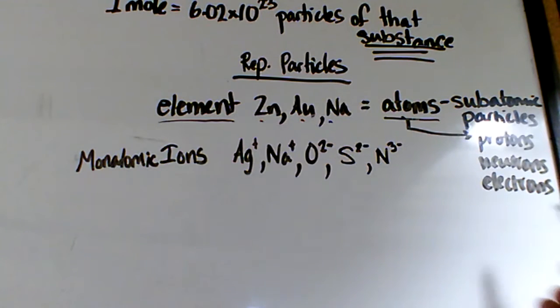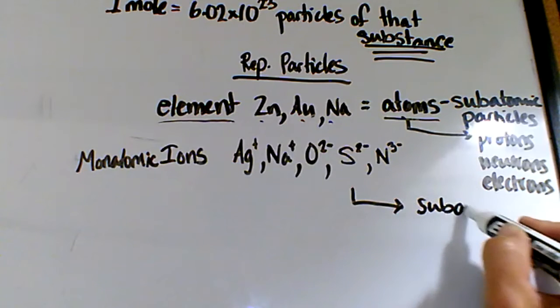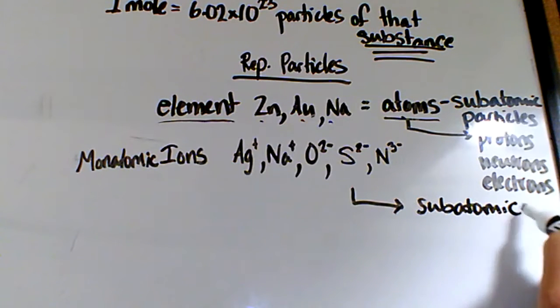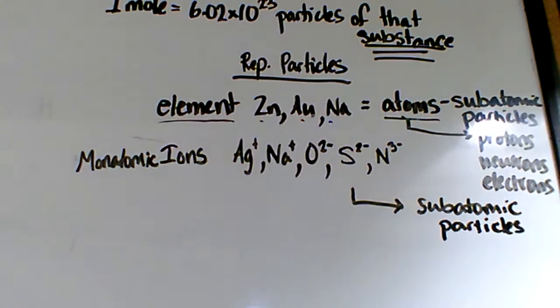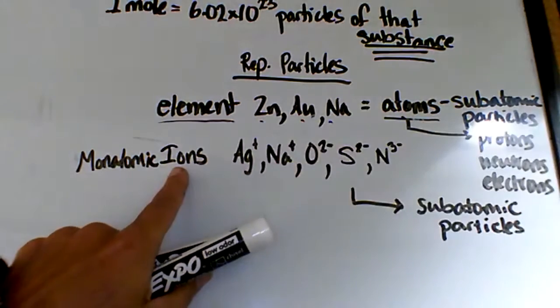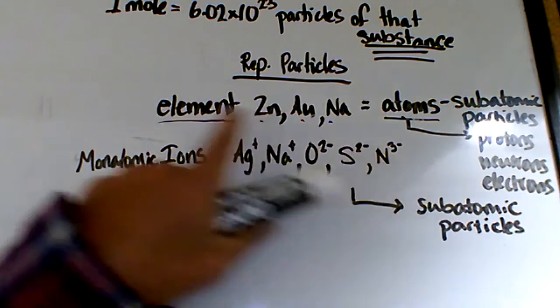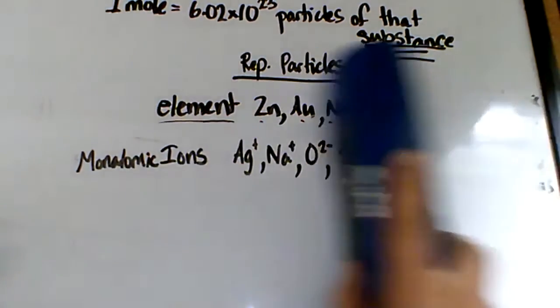Well, what are these ions composed of? They are composed of subatomic particles, right? Just like atoms are composed of subatomic particles, ions are also composed of subatomic particles. Okay, now that may seem weird, but it's really pretty straightforward, right? Atoms and ions are made up of subatomic particles. Elements are made up of atoms. Okay, let's go a little bit further.